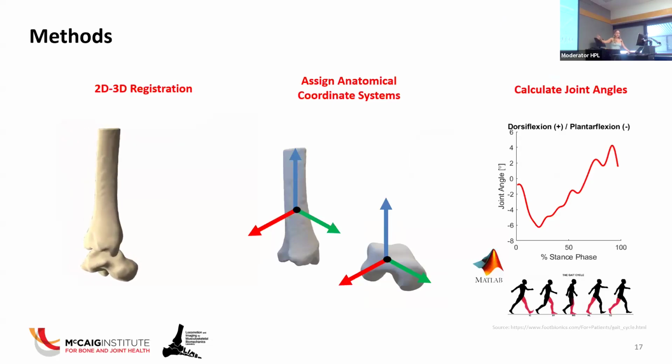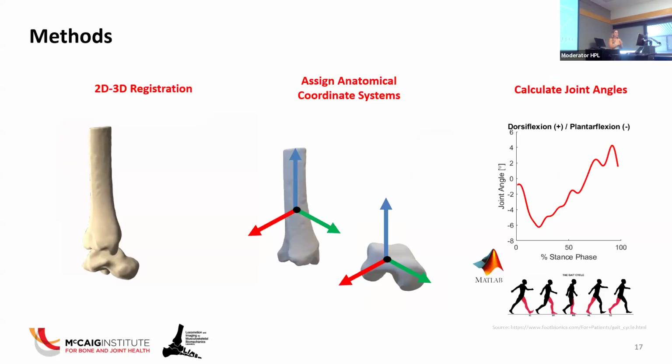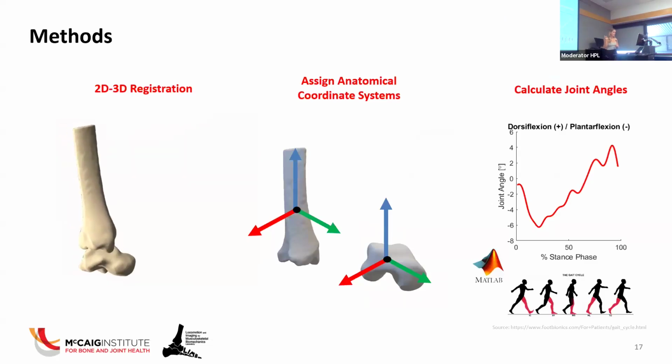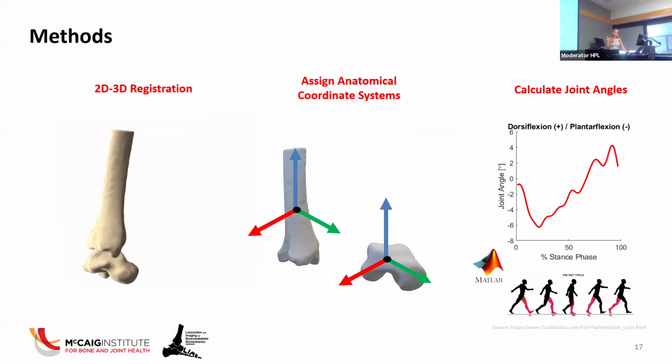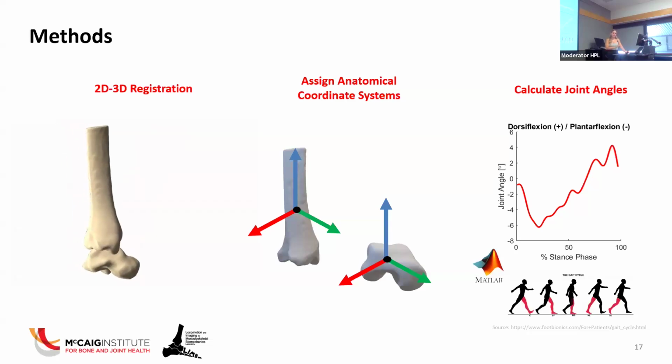So this is just kind of a visualization of what that 2D, 3D registration actually outputs. And then from there, we're able to assign anatomical coordinate systems to our bones of interest. For this, because we're looking at the tibiotalar joint, we assign coordinates to the tibia and the talus. And then we can calculate the joint angles in dorsiflexion and plantarflexion for that tibiotalar joint as seen on the right there. And just another note, I've already mentioned this, but we're only looking at stance phase. So that's only the portion of the gait cycle for which that foot is fully on the ground. So heel strike through the mid stance into toe off.